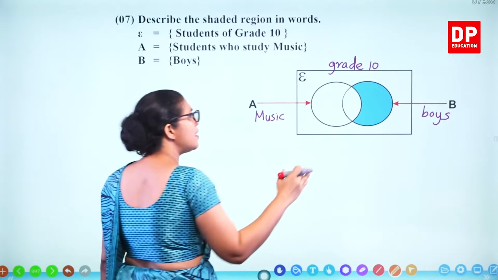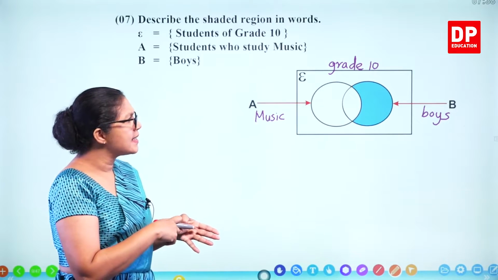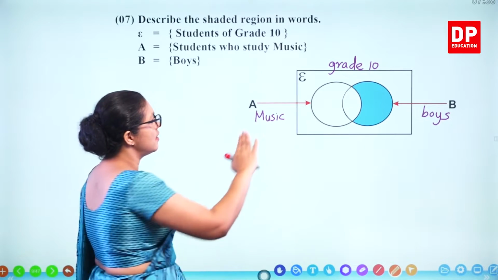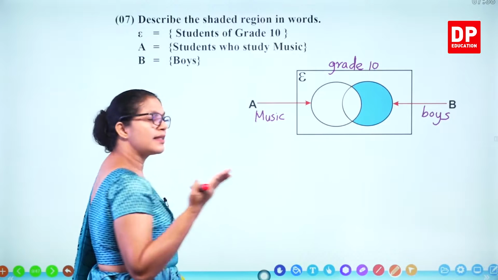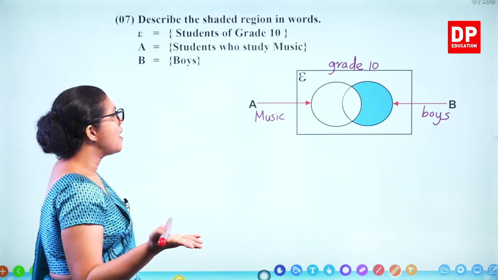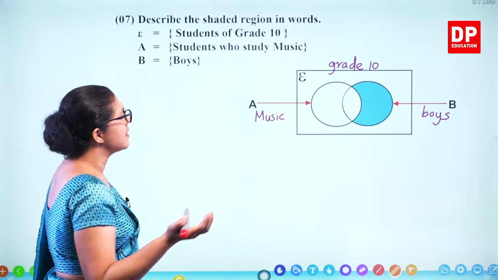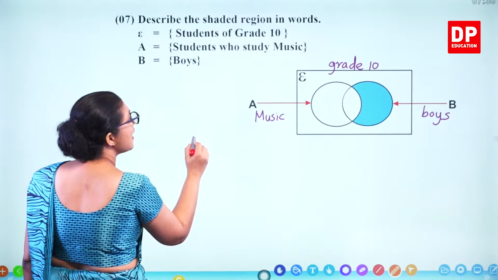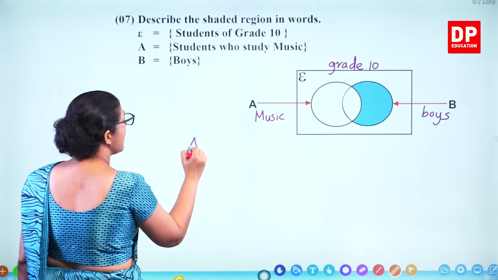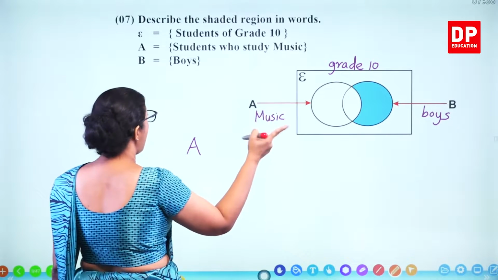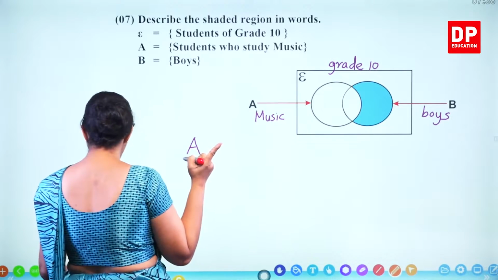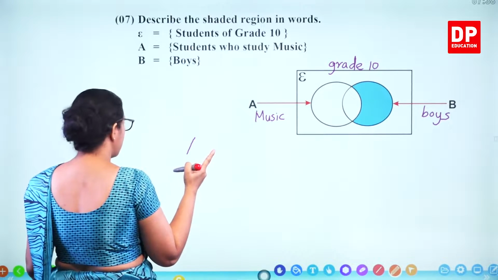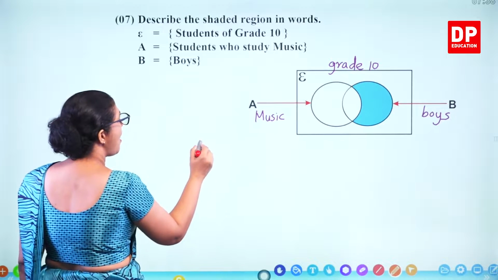So what's the shaded region? Boys, but outside the music circle. Do not study music in grade 10. So we can write A dash intersection B. You don't need to write down that, but you can write down what's the shaded region.